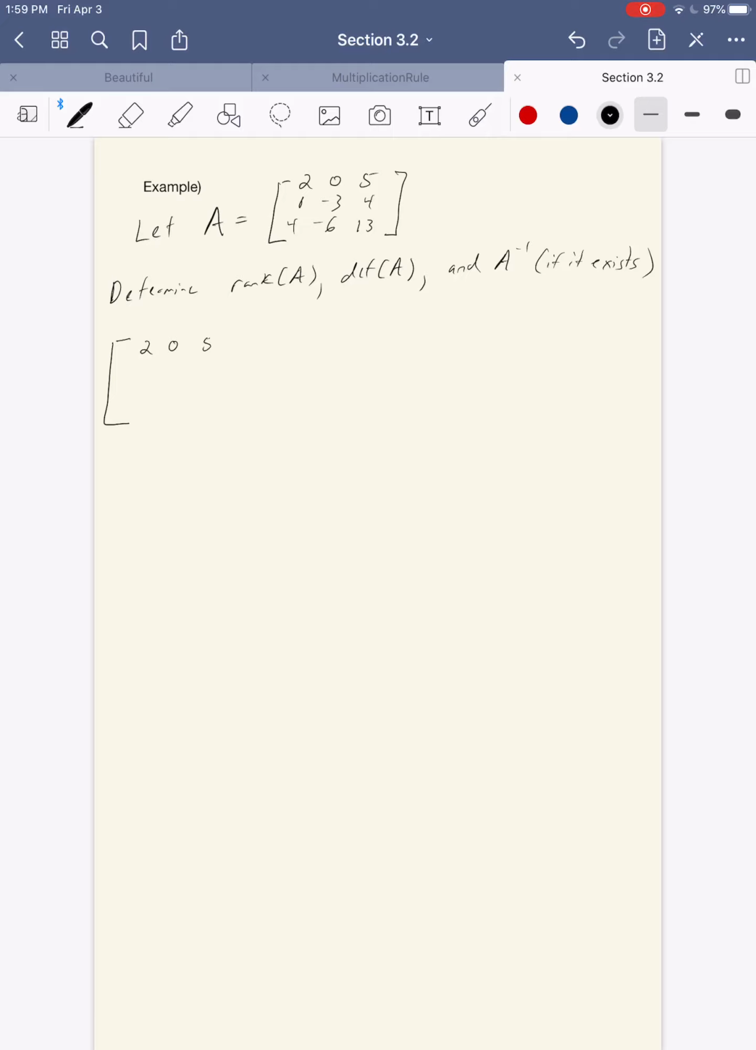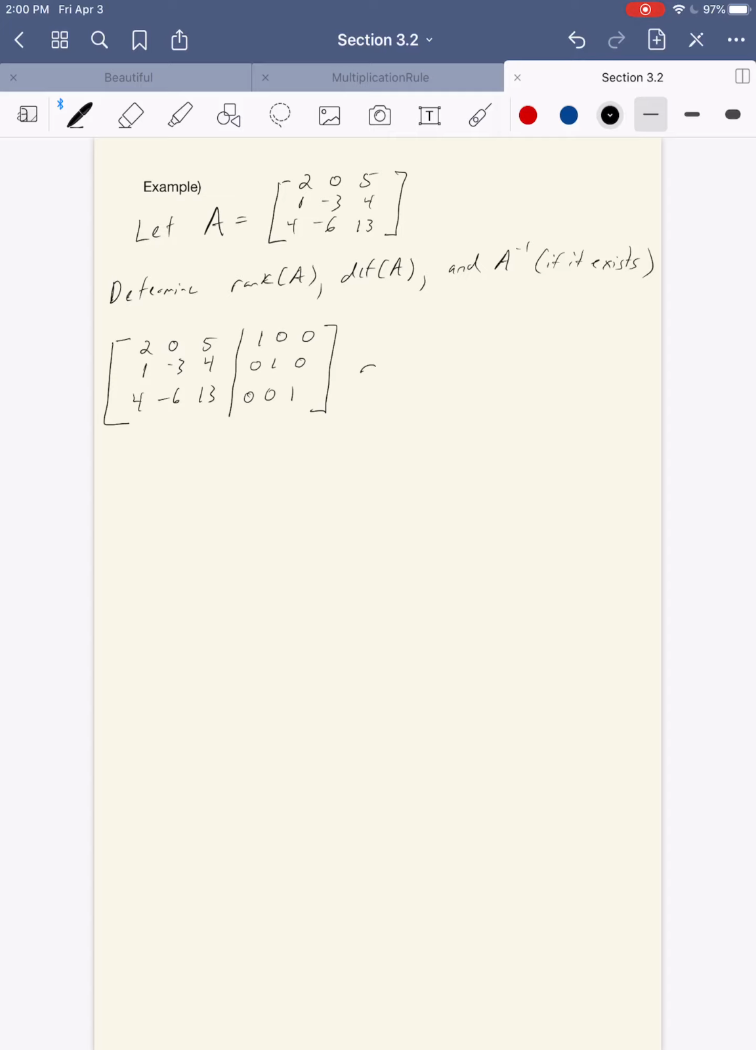So the first thing we're going to do is take our matrix 2, 0, 5, 1, negative 3, 4, 4, negative 6, 13, and augment with 1, 0, 0, 0, 1, 0, 0, 0, 1. Now as we begin to do row operations on this in attempting to make it look like the identity, not only will we track what that does to the identity in hopes of finding A inverse, we will also track what that does to the determinant, so we can calculate the determinant along the way. Basically, we're doing something so that we can do all three of these things simultaneously.